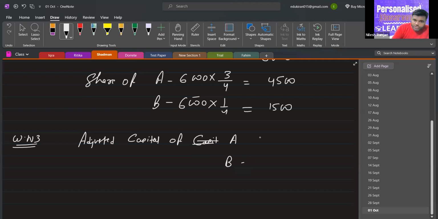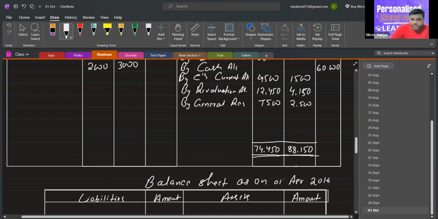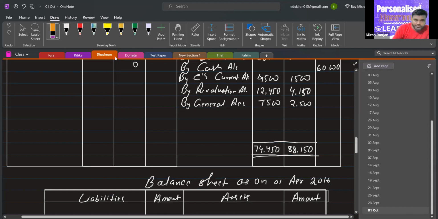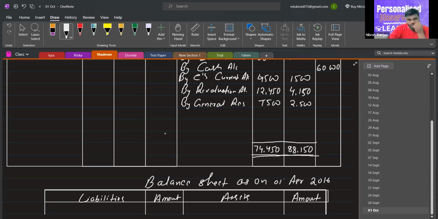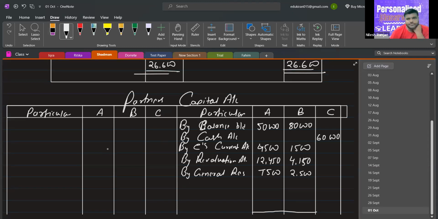So how much is the adjusted capital for A and B? It is 74,450 and 88,150, because I have taken these two amounts on an assumption basis. But if this was given in the question, then you have to deduct it from here to calculate adjusted capital. How will it be said in the question? Like, existing goodwill is written off in old ratio between partners.